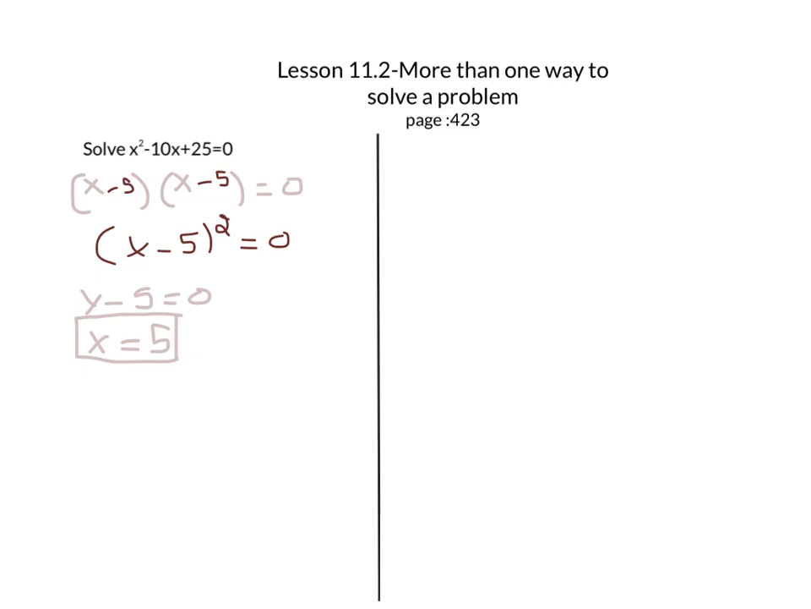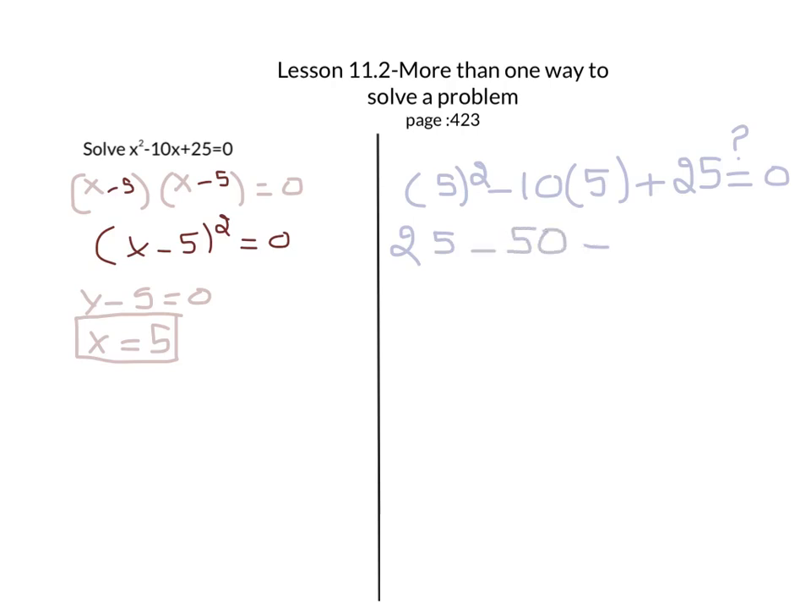We need to check our answer. This means that 5 to the power of 2 minus 10 multiplied by 5 plus 25, is it equal to 0? 25 minus 50 plus 25, is it equal to 0? We have 50 minus 50 is for sure equal to 0. So this means that x equals 5 is the only solution of the given quadratic equation.